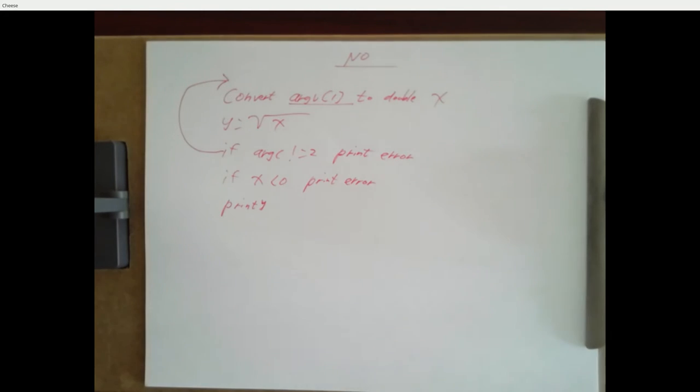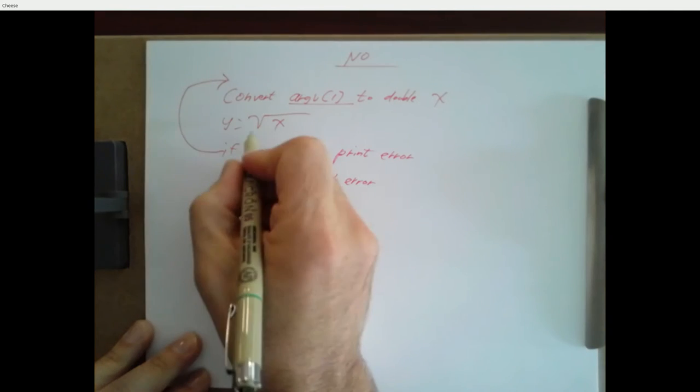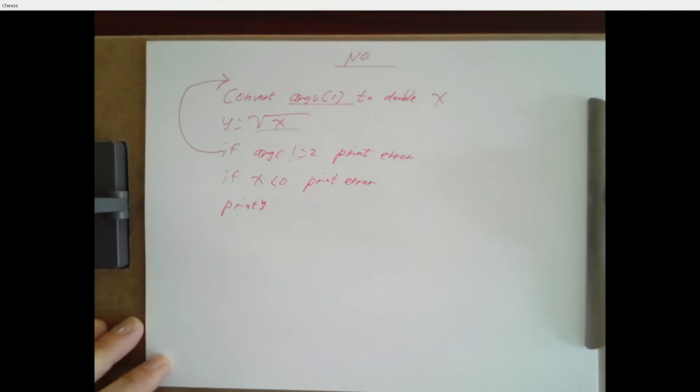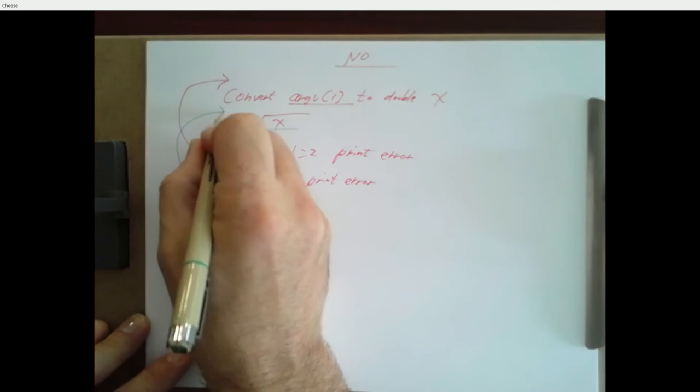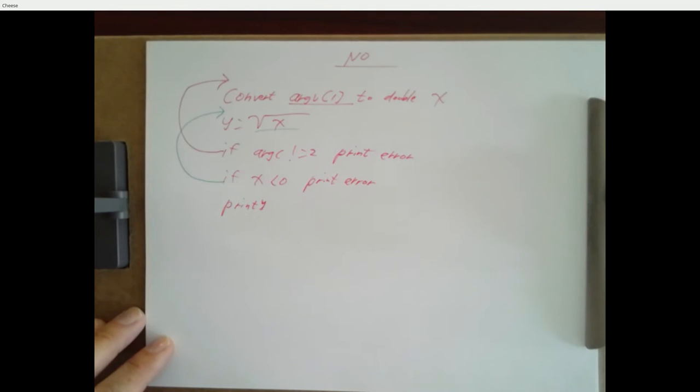And if x is less than 0, do I want to take its square root here? Probably not. It won't actually blow up on you, but it'll give you something different from what you might think. So before you take a square root, check to see if x is negative. And if it is, you don't need the square root, don't take it. Just go ahead and print your error message. So think about the order in which you're doing these things.